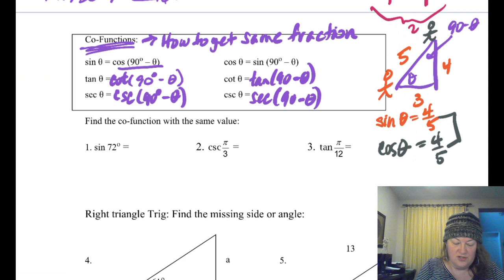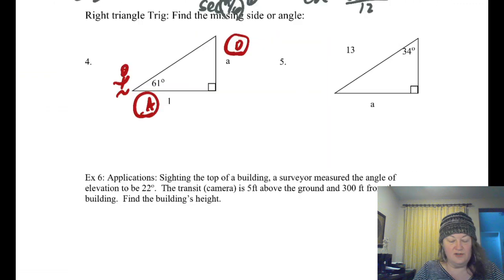So I have adjacent and I'm trying to find opposite. Then I'm going to look through my SOHCAHTOA and figure out which one uses A's and O's, and that's tangent. So I'm going to write out the equation, which is tangent of the angle equals O over A. Before I grab my calculator, I want to solve for that missing letter. So I'm going to multiply both sides by 1. So now I'm going to get tangent of 61 equals A.